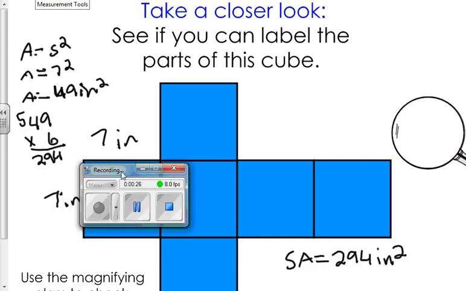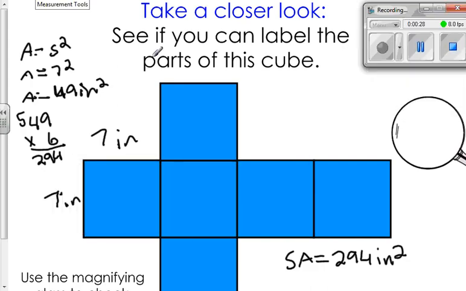Right here, if you'll notice, take a closer look. I've unfolded it here. And we know that's a square. We know the area of a square is A equals S squared. So area equals 7 squared, which is 49 inches squared.